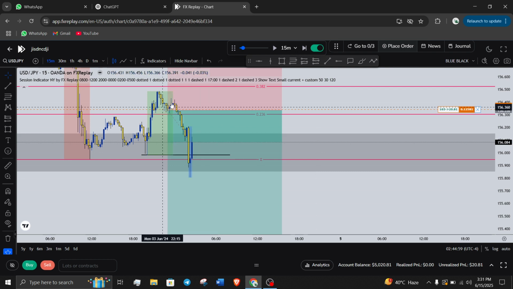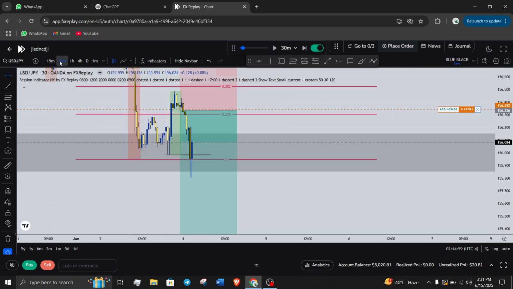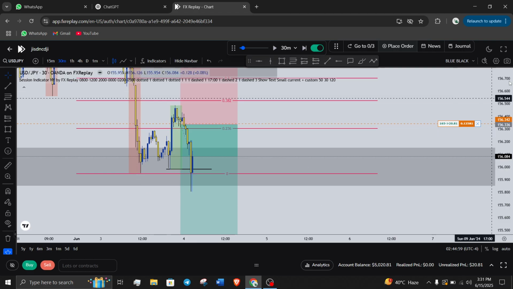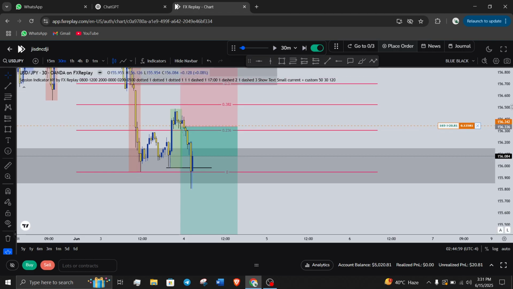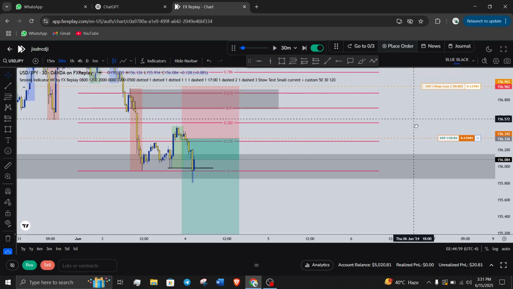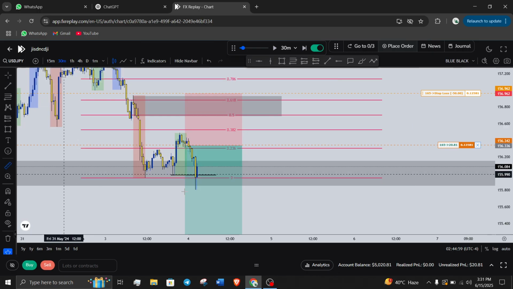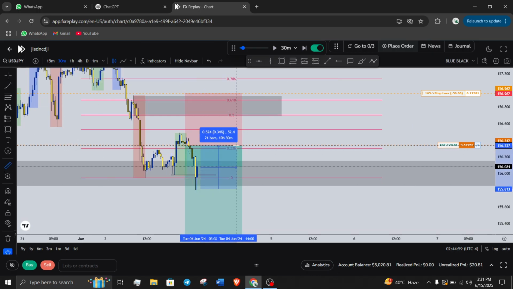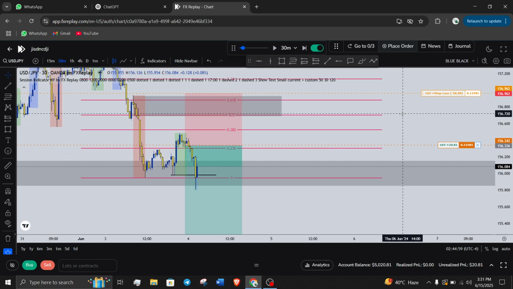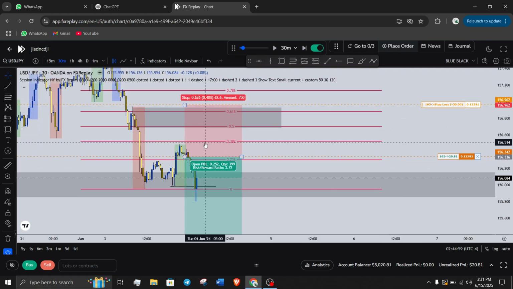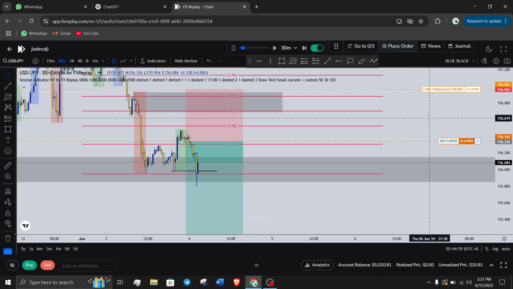Okay, now we did get a break of structure. Let's see the 30. Yep, the 30 is still not clear due to this wick. This was like a 1:1 trade, about, I think, almost 0.9, almost 0.9.